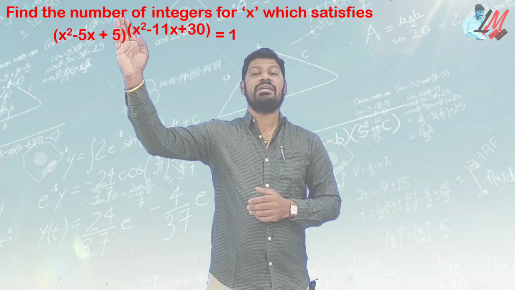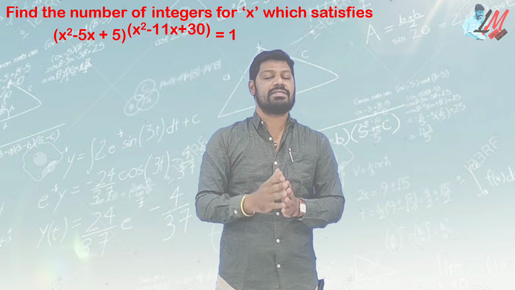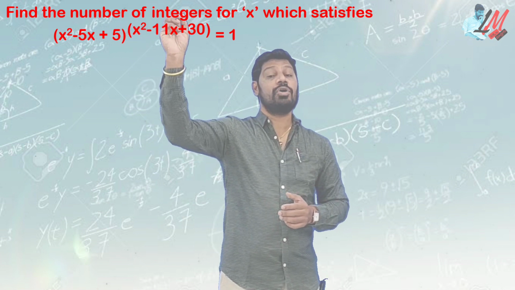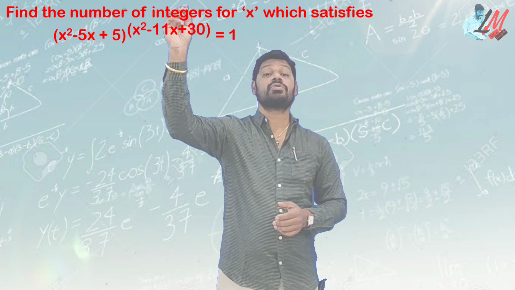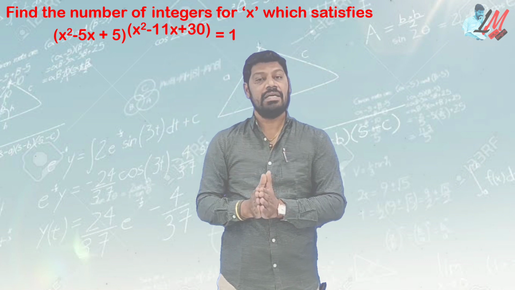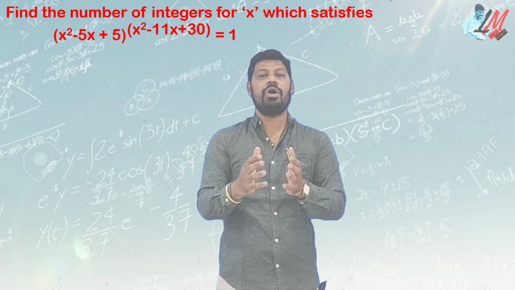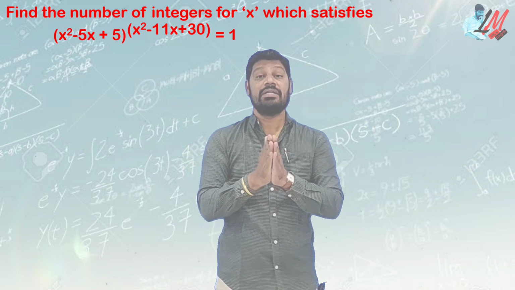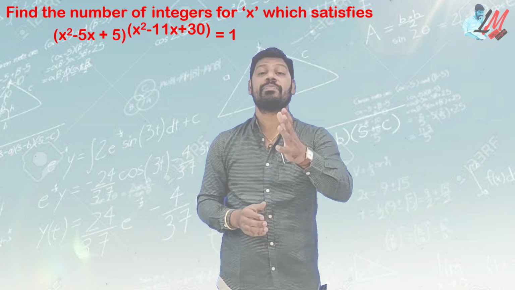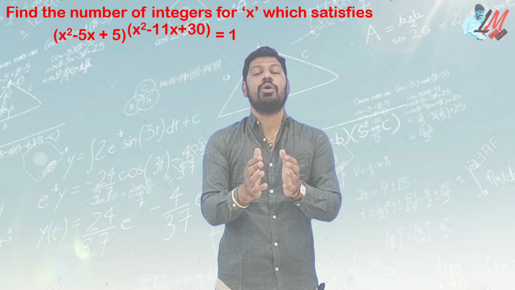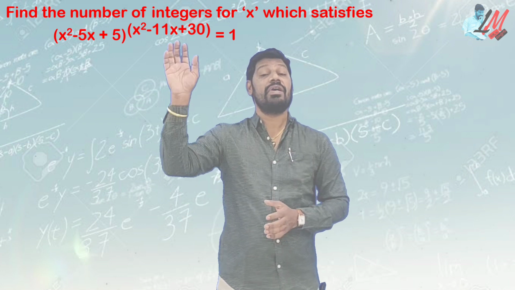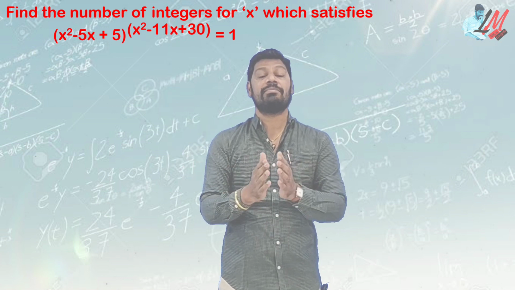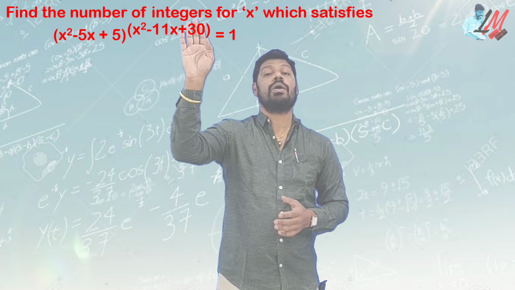Just have a look here. Find the number of integers x which satisfy (x square minus 5x plus 5) whole to the power of (x square minus 11x plus 30) is equal to 1. If you observe carefully, there are two different quadratic expressions here. We know very well how to solve quadratic equations, but here, very interestingly, the question was framed with two different quadratic expressions as base and exponent, which is equal to 1.